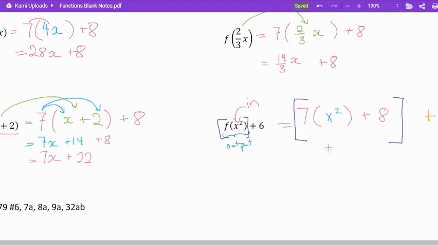So let's find the output. 7 times x squared, 7x squared, plus 8. That's my kitty cat, if you can hear her ringing her bell. Plus 6. And now we just simplify to 7x squared plus 14.